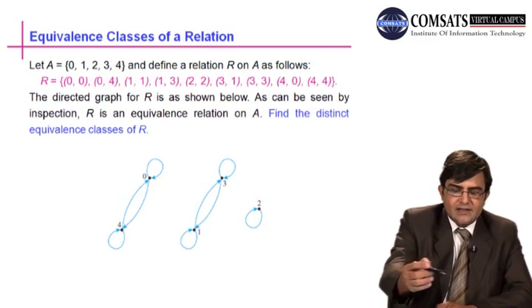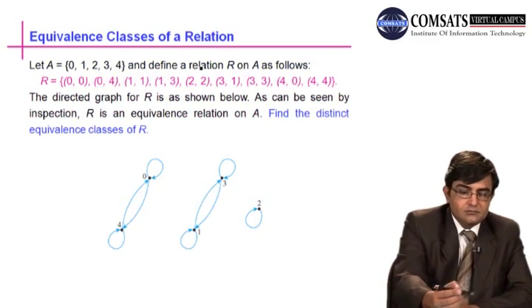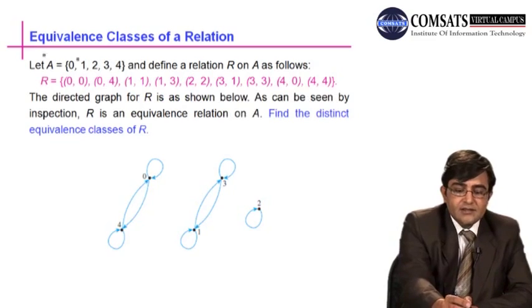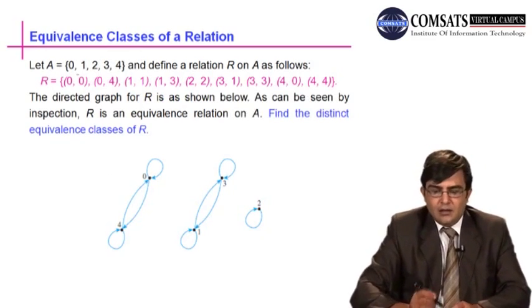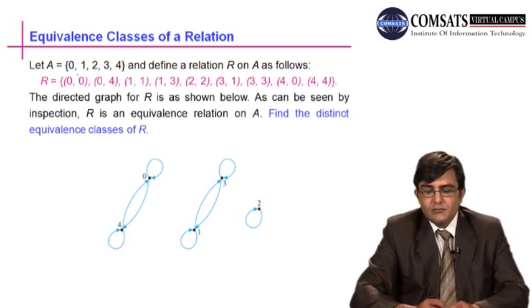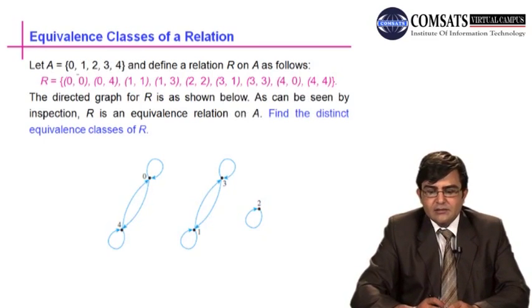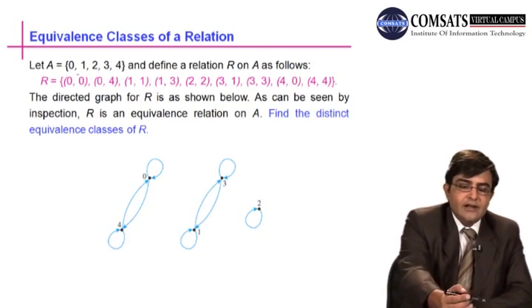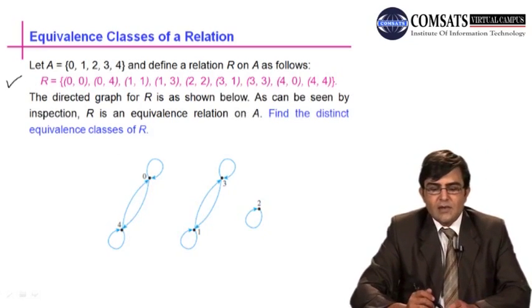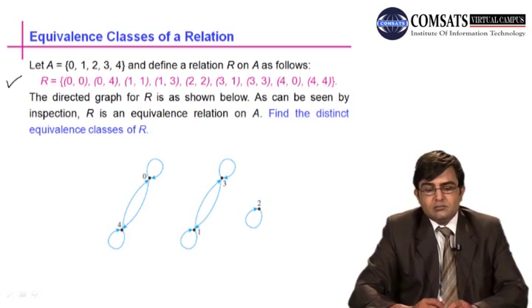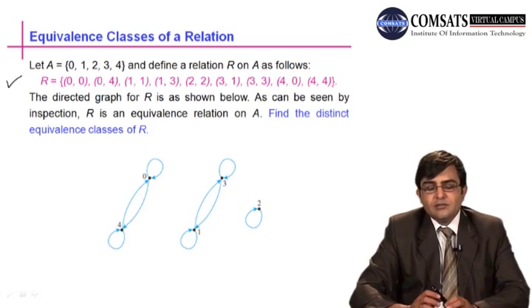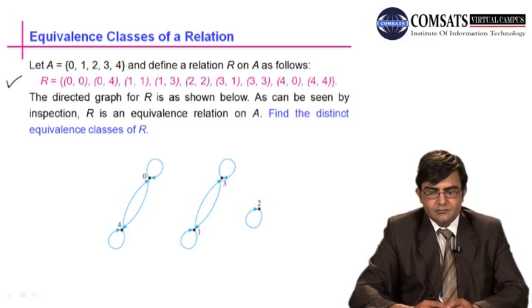Suppose we have the set A. This is {0, 1, 2, 3, 4}. We have defined the relation R on this set A. Now we have to find the equivalence classes of the elements of A.